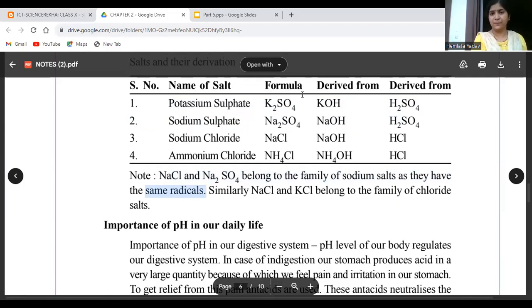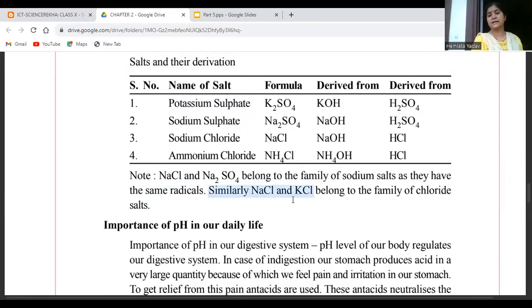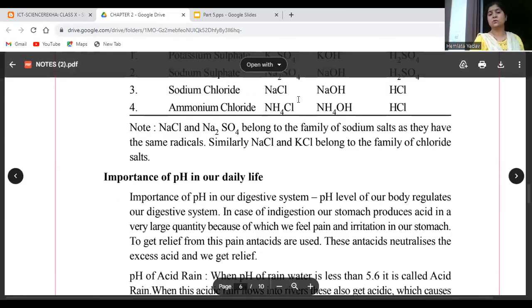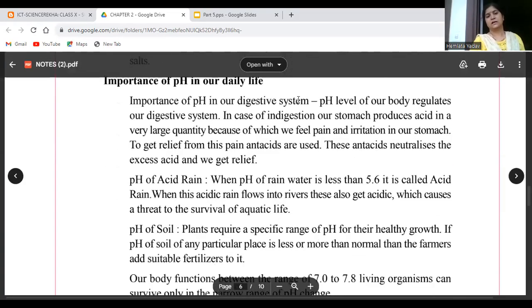So NaCl and Na2SO4 belong to the family of sodium salts and they have the same radicals. This is also a type of naming. If they are having the same radical, they can be called sodium salts. Similarly, NaCl and KCl belong to chloride salts. So on the basis of the groups also, we can classify them.